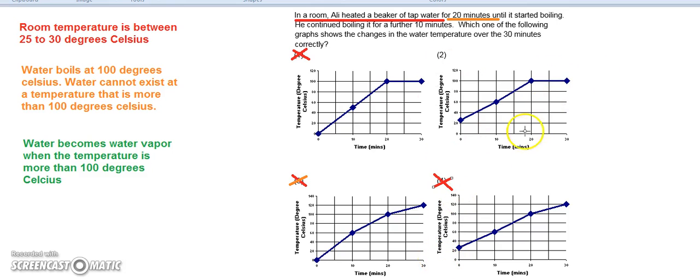Now this is a very common question. Do note that water cannot exist at a temperature that is more than 100 degrees Celsius. Okay, that means that's the maximum temperature that the water can be at. After which, right, it will stay there until all the water has evaporated.